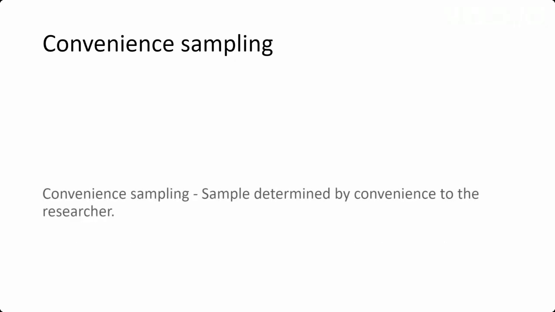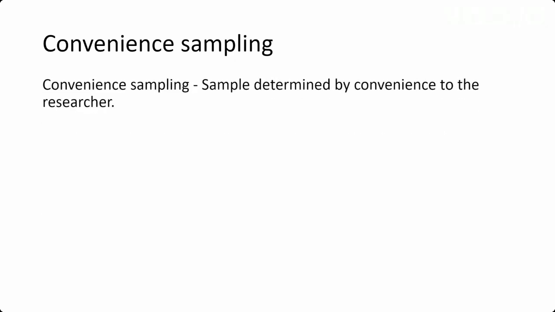Convenience sampling is a sampling that is determined through the convenience of the researcher, what makes the researcher comfortable, what's convenient for the researcher. So there are several factors to be considered according to what the researcher wants.